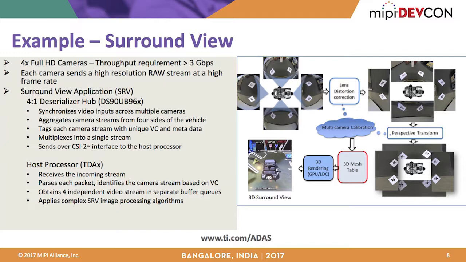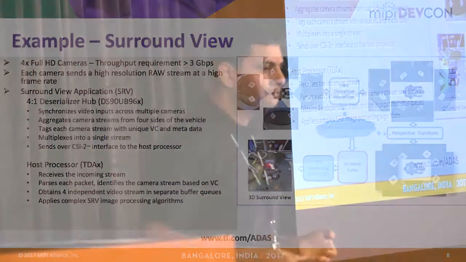The receiver host processor, again from the TI family, TDS, which stands for TI Driver Assistance SoCs, has a compliant CSI2 receiver embedded inside the SoC. It receives the incoming stream, parses them, separates them out, and then does the final processing of lens distortion correction, image processing, and GPU.